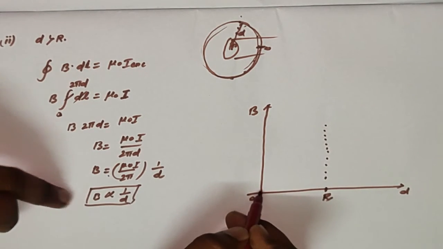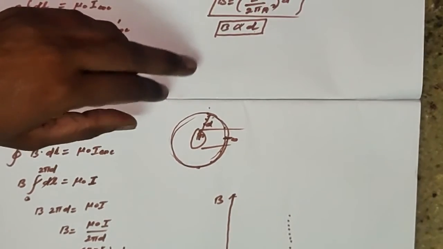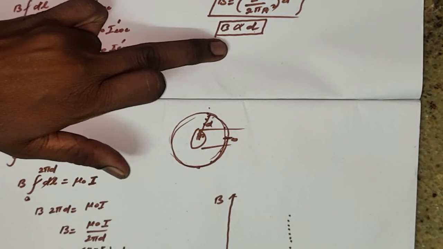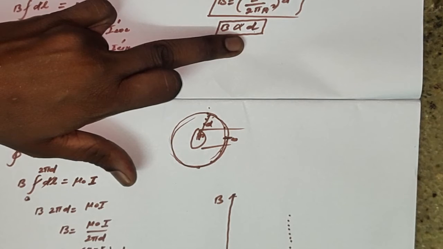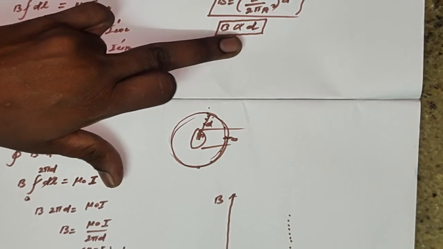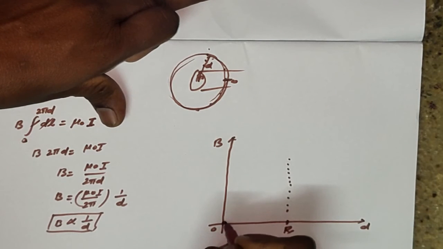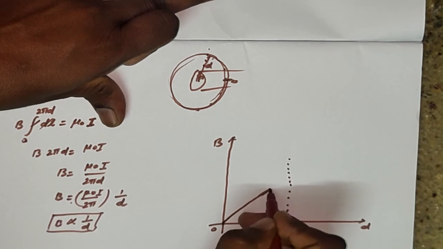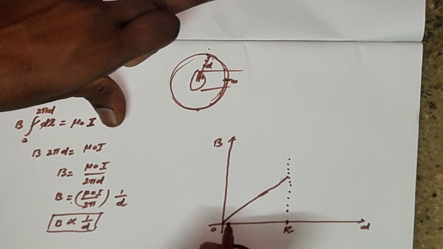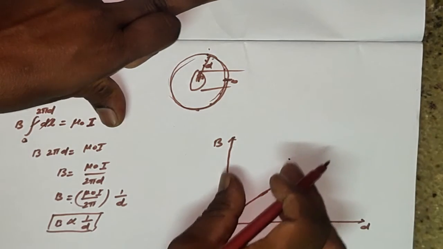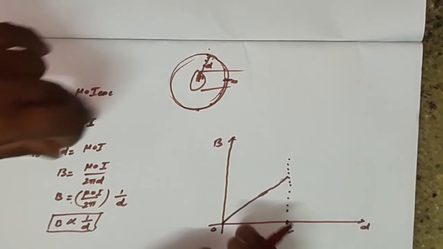So inside the cylinder, B is proportional to d. Already we derived that expression. If you look at this expression, B is proportional to d. That means it will vary linearly with respect to the radial distance. That means it's a linear graph. The B versus d graph is a linear graph. Hence, the graph will be linear up to the radial distance R. As d increases, B also will increase inside the cylinder. This portion represents the magnetic field versus the radial distance variation inside the cylinder.